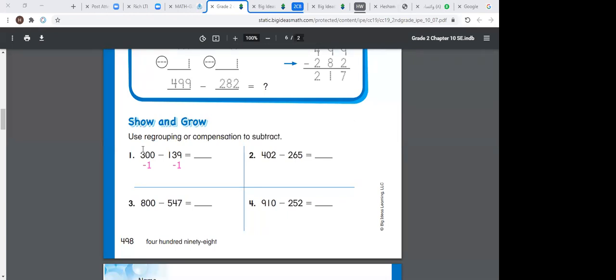Fine, thank you. Zainul Abidin, let's answer this question by compensation. Let's make here minus 1, minus 1, okay? 300 minus 1 equals what number? What's before 300?